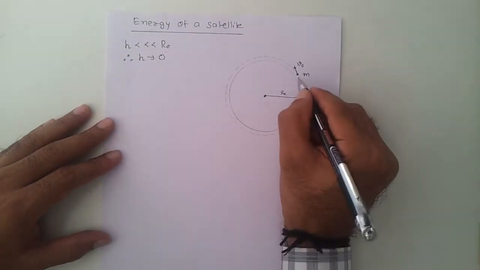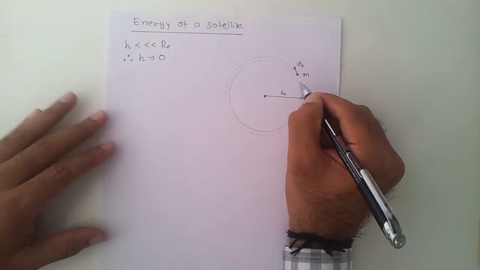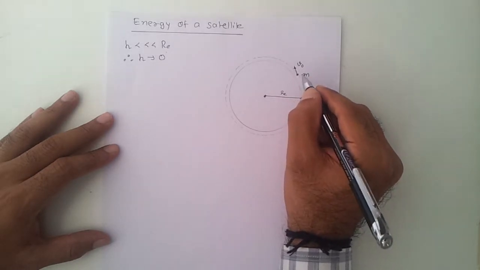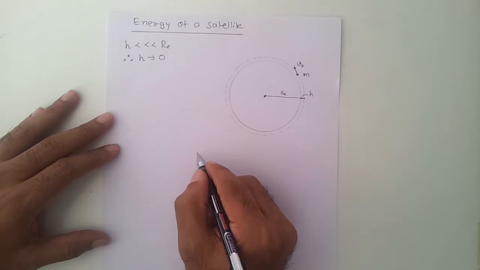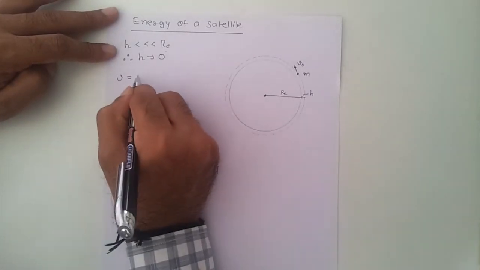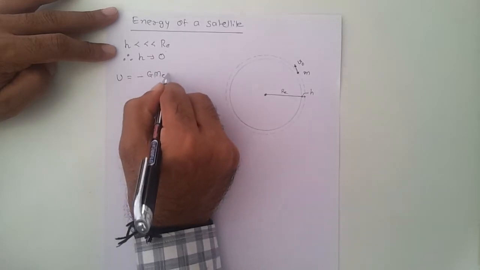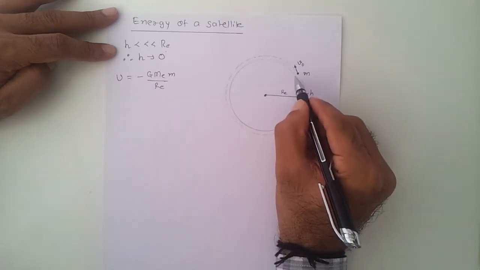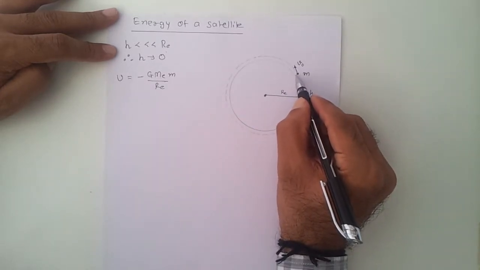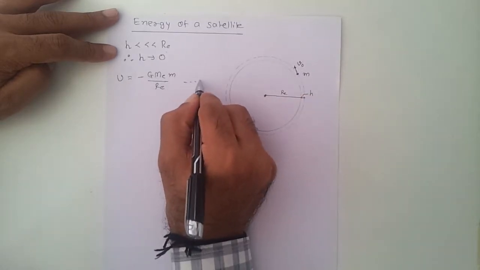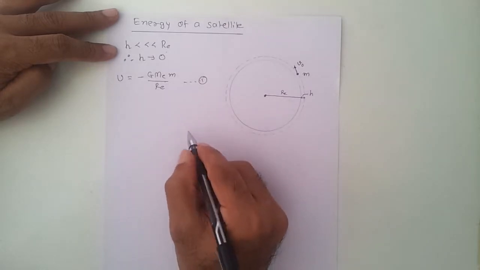Now, what is the energy possessed by this satellite? Quite obviously, it has potential energy because it is closer to the surface of the Earth, and since it is moving with velocity v0, it will also have kinetic energy. So let us try to find out what is the energy of this satellite. As far as potential energy is concerned, it is minus G Me m upon RE, which is the equation for the potential energy of any object on the surface of the Earth. Since the satellite is very close to the surface of the Earth, we'll take its potential energy as minus G Me m upon RE. So I have the equation for potential energy.